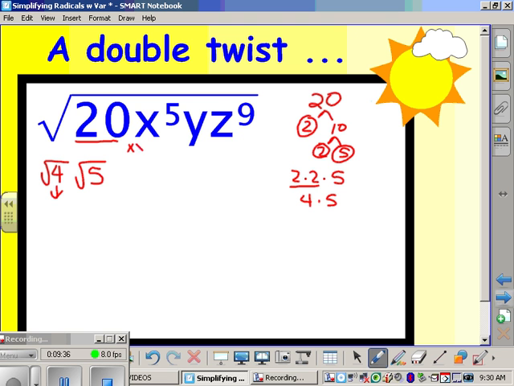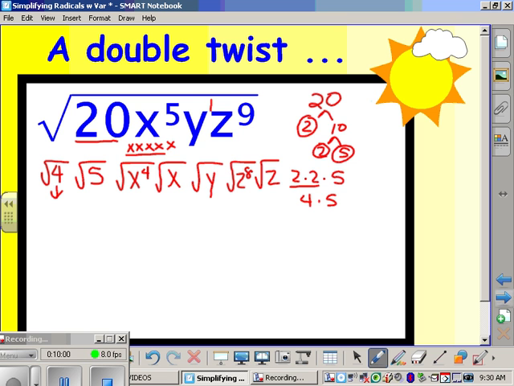X to the 5th, if you've got 5 x's, you underline as many as you can so that its exponent is an even number. So that would be x to the 4th with an x left over. The y has an exponent of 1, so we cannot break that down at all. The z has 9, so we should be able to break that down into 8 z's with 1 left over. Now our perfect squares are going to be 4, x to the 4th, and z to the 8th.